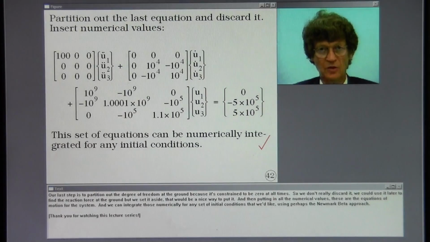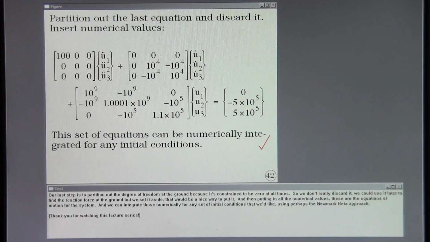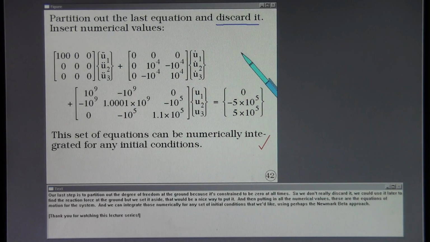Our last step is to partition out the degree of freedom at the ground because it's constrained to be 0 at all times. So we don't really discard it. We could use it later to find the reaction force at the ground, but we set it aside. And then putting in all the numerical values, these are the equations of motion for the system. And we can integrate those numerically for any set of initial conditions that we'd like, using perhaps the Newmark beta approach.